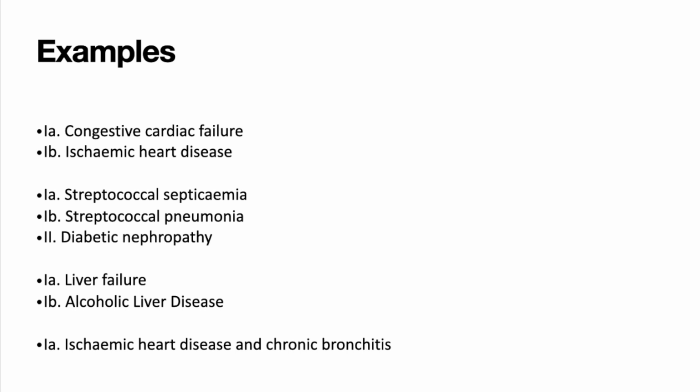The second example is of a streptococcal septicemia due to a streptococcal pneumonia with diabetic nephropathy in part 2. So this is a good example of where something in part 2 has contributed to death but hasn't directly caused it. So here you've got a pneumonia and you've grown streptococcus from the blood cultures or from sputum cultures, so you know what the organism is. And it's really helpful to be as specific as you can be on the death certificate.